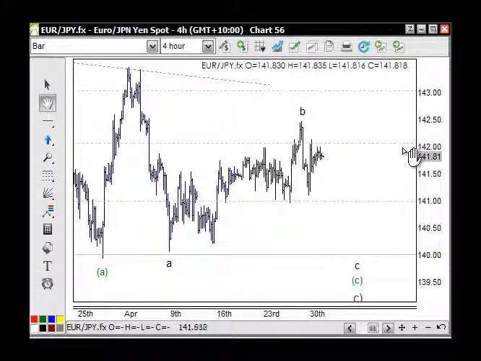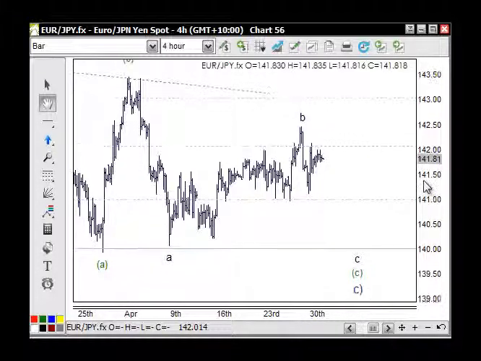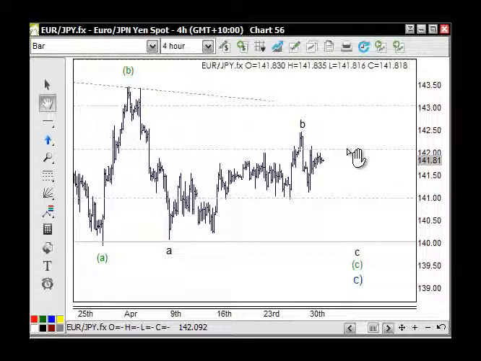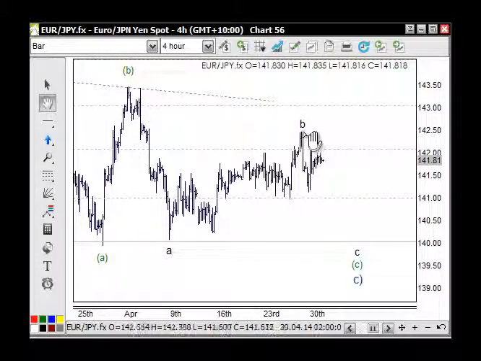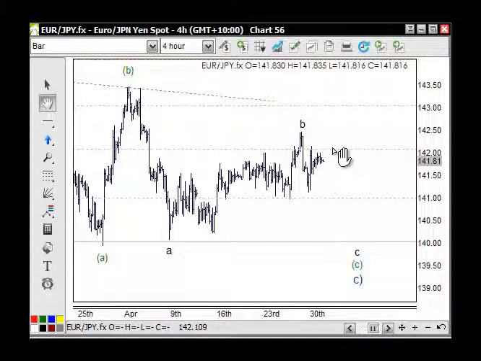I would be proved wrong if the 142 became a nice tested support area, and if that's the case, a tested support, not just poking up through here, breaking out. Don't trade the breakout, always trade the retest. Look, yeah, it's not support, so we can't go long. The bearish bias is still in at this stage.